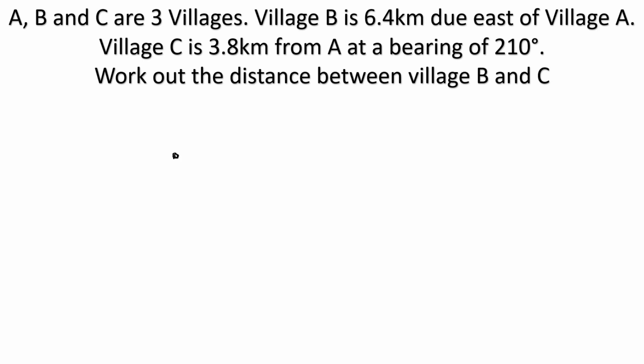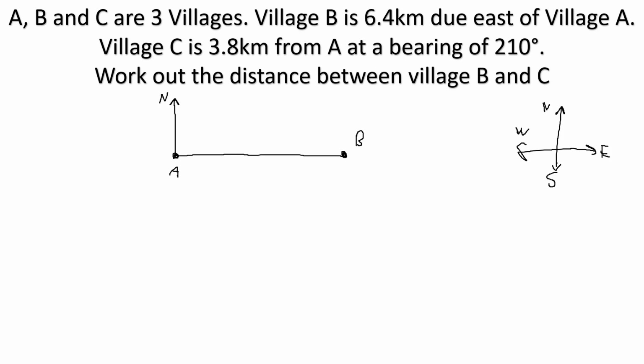So if this is A, this is our north line. We're told that the first one is due east, which just means, if you remember our compass from earlier, we've got north, and then therefore this is east, this is south, and this is west. Okay? So we're going to draw a line like this. It doesn't have to be to scale. And now we have village B.